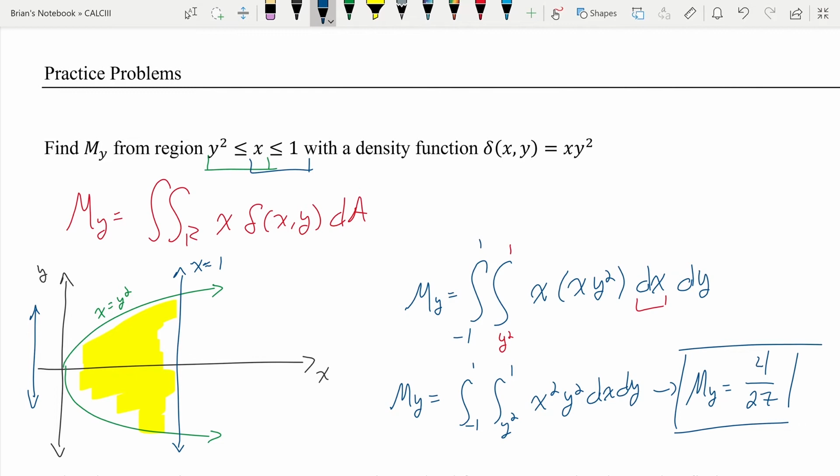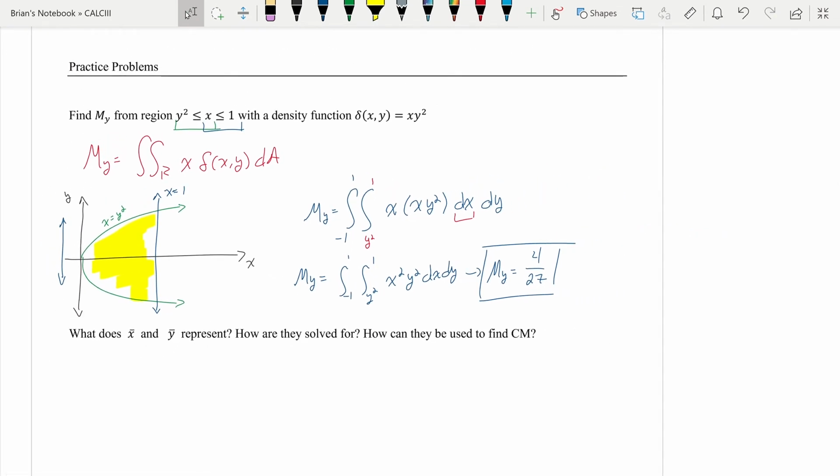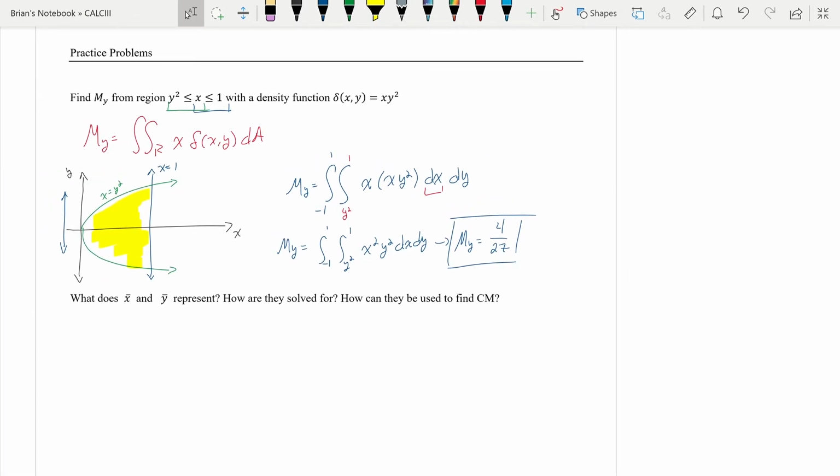Very cool. Okay, so we found the moment of inertia about the y-axis, which is really cool. Let's move on. So what do x bar and y bar represent, and how are they solved for? And how can they be used to find the center of mass? So, like we talked about, M_y is the moment about the y-axis. To find x bar, what we do is take that moment about the y-axis, and we basically take the average of it by dividing it by the mass, kind of like we talked about. Oh, excuse me, this would be x bar. So x bar would be equal to M_y over m, which means y bar is equal to M_x over m.